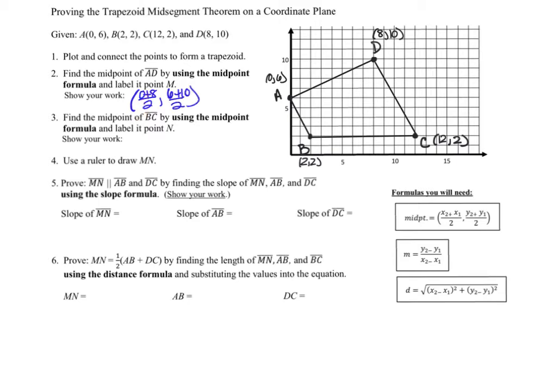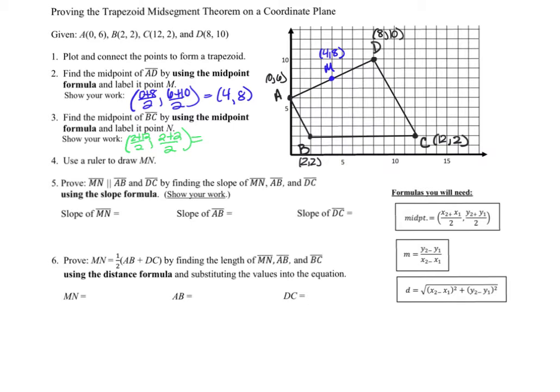So 8 over 2 gives me 4. And then 6 plus 10 is 16, and 16 over 2 gives me 8. And then if we plot that on our graph, we're going to label that M. And then we're going to find the midpoint between B and C so we can get the midsegment of the trapezoid. So the midpoint of BC, we can find by adding the x coordinates together, 2 plus 12 divided by 2, and then the y coordinates, 2 plus 2 divided by 2.